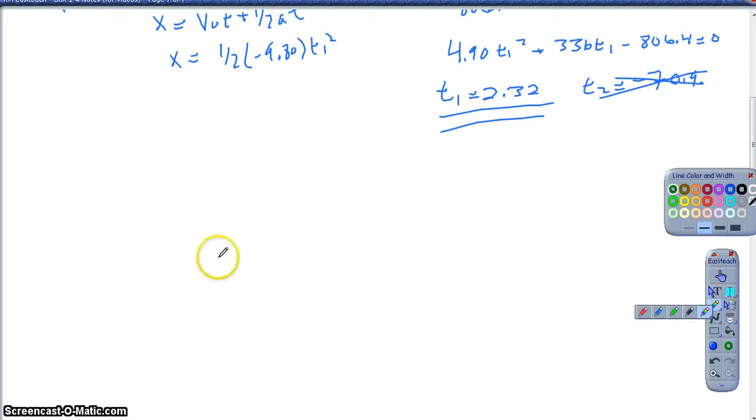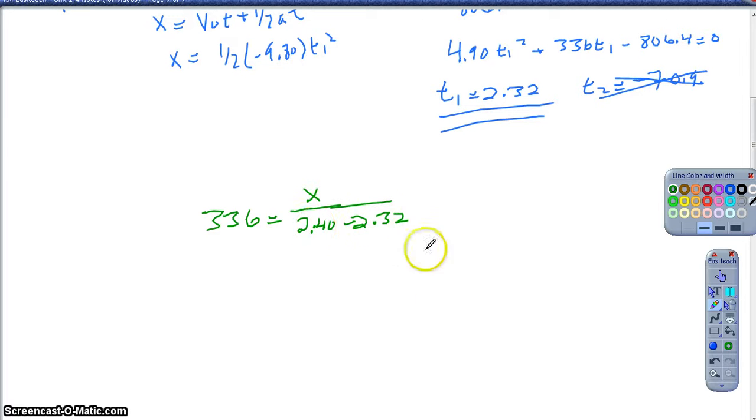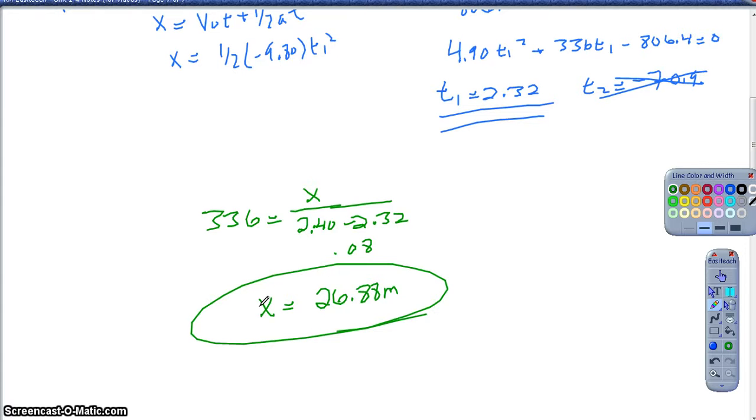So going from there, I get my velocity of 336 equals the height of the well over 2.40 minus the 2.32 that I just found. And that's the biggest step, subtracting those two. So we end up with just 0.08 on the bottom. And then we find our height of the well. So 26.88 meters is what I find that height to be.